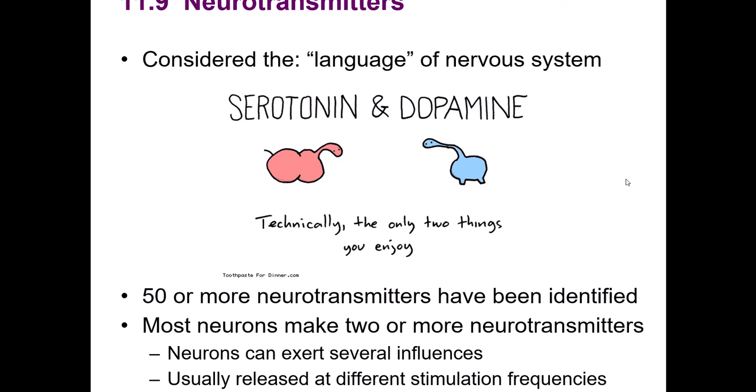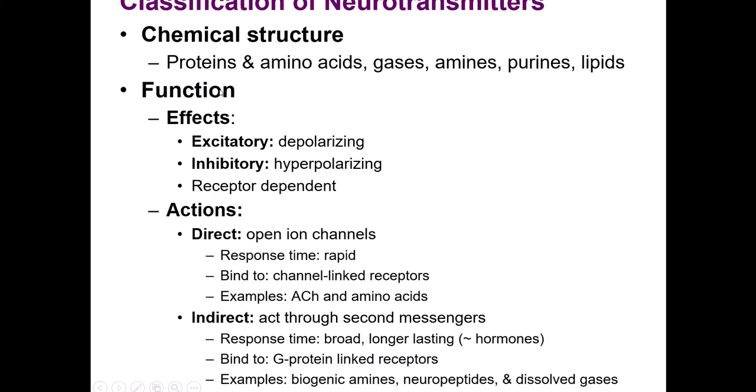Usually it relates to the stimulation frequency. If you get one frequency of stimulation, the neuron will release one type of neurotransmitter. If you get a different stimulation frequency, the neuron will release a different neurotransmitter. So I mentioned serotonin earlier. Dopamine is another one. Serotonin and dopamine are both the neurotransmitters that make you feel good. So when you're feeling happy and satisfied, basically your brain is awash in serotonin and dopamine. So technically they're the only two things that you enjoy, because that's what's actually giving you that pleasure sensation.